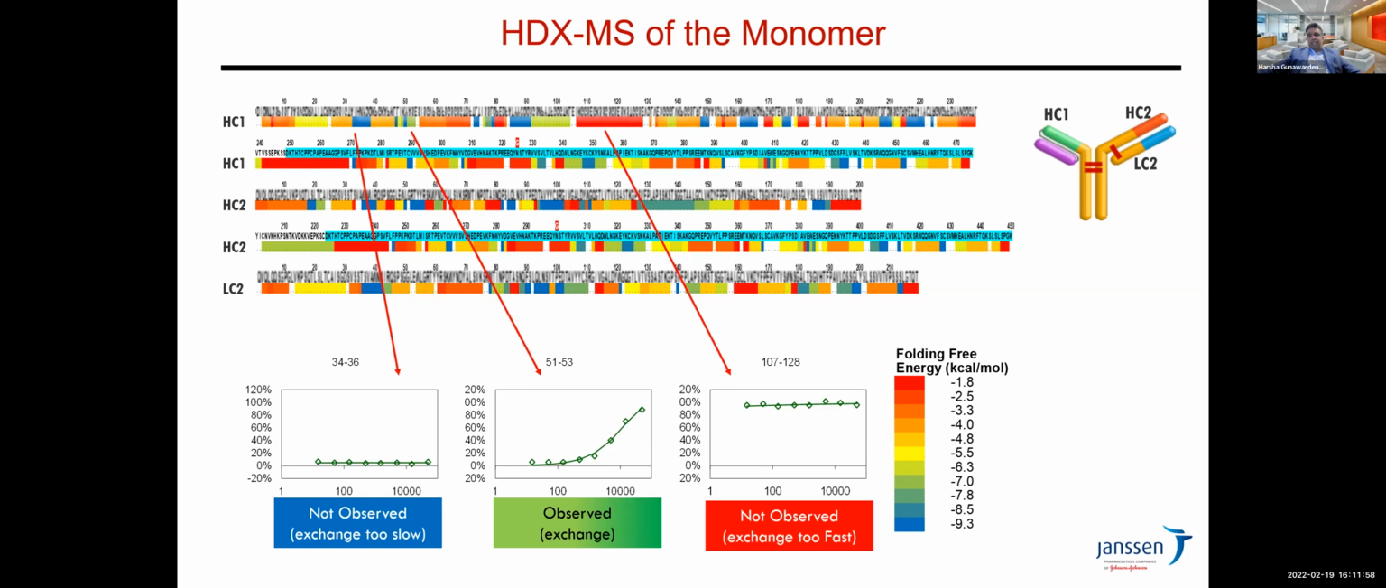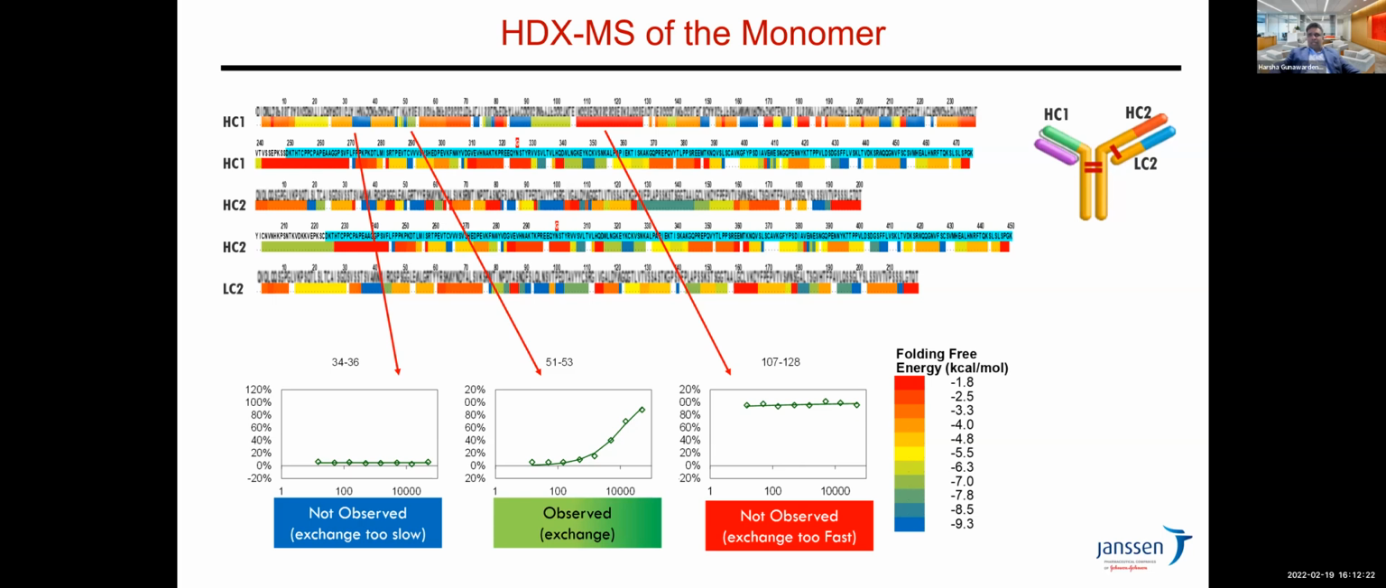And what you're seeing is the heat map coverage. For the regions in blue, the exchange is very slow, and we do not have any observations. Conversely, the regions in red show very high exchange, and these are regions that are highly unstable. All other regions in between are regions where deuterium uptake plots show sigmoidal behavior.